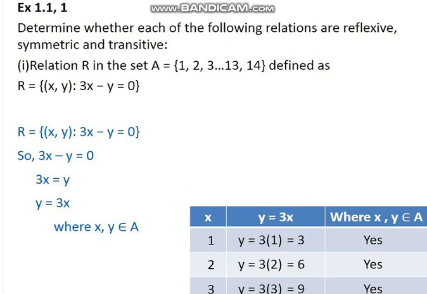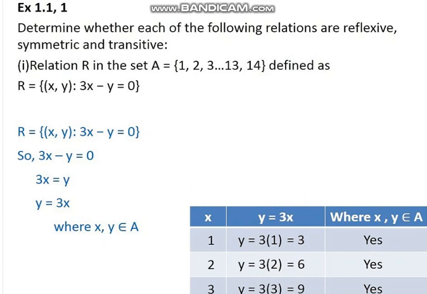So here our relation R is defined on the set A. Set A is equal to 1, 2, 3 up to 14. Now R is defined by all the ordered pairs (x, y) such that 3x minus y is equal to 0, and we know that relation R is a subset of the Cartesian product. So R will always contain ordered pairs. So we have to consider all the ordered pairs which satisfy 3x minus y equals 0.